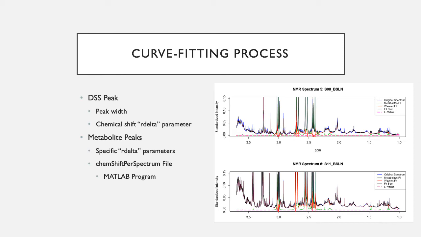If there is too much variability from the standard chemical shift, there is a file given called the ChemShift per spectrum file, which can be edited to specify the chemical shift for each spectrum when analyzing multiple spectra at a time. A MATLAB program was also provided with this software to edit the ChemShift per spectrum file to make it easier to specify the chemical shift for each spectrum by providing a graphical user interface.